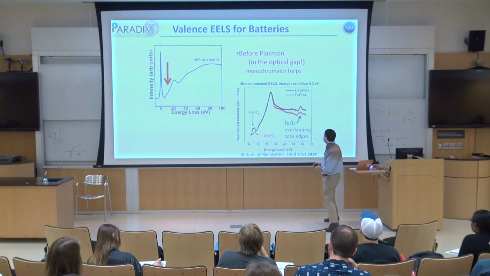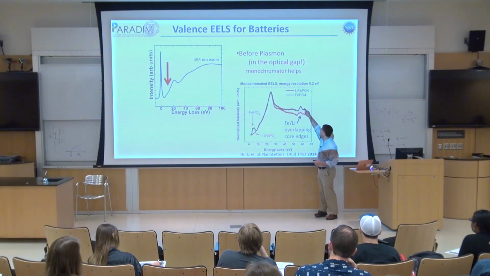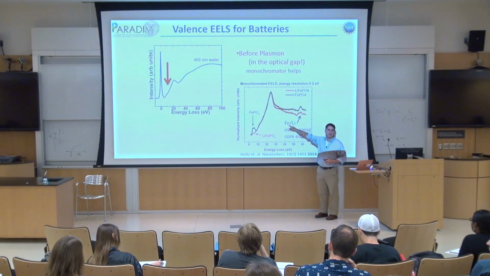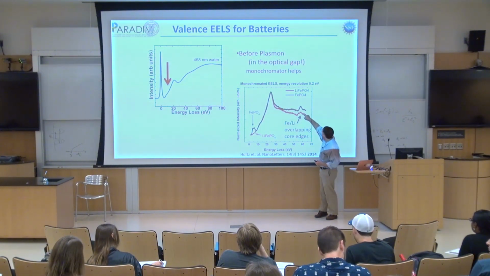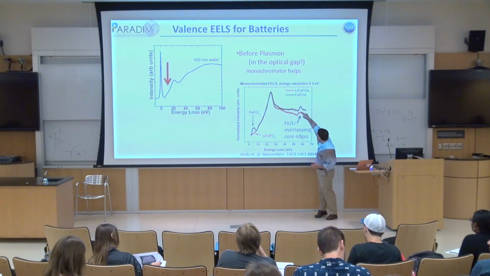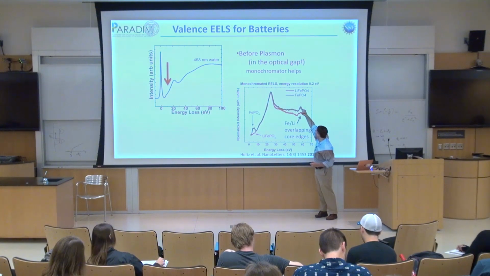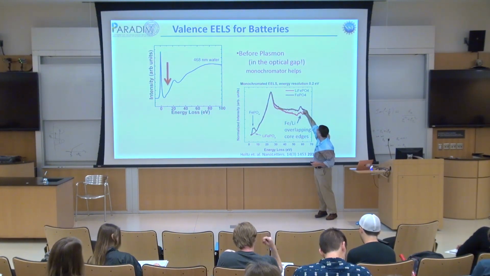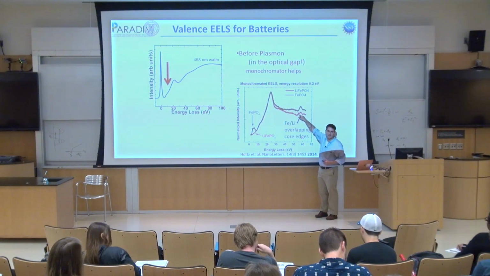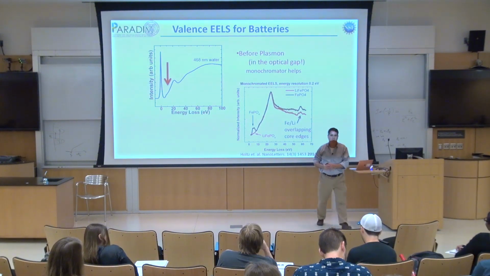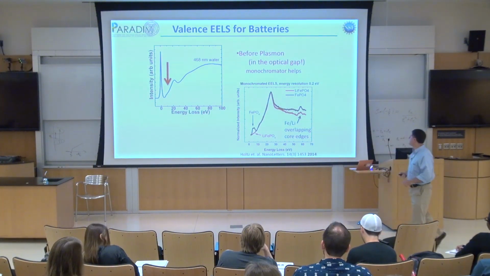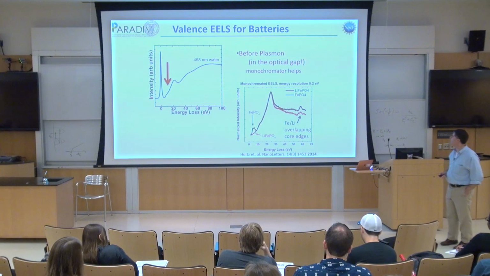Lithium iron phosphate, you can't go looking for the lithium L edge because the lithium L edge overlaps with the iron M edge. That's the lithium L edge, and that's the iron M edge, because this one has no lithium in it, and that one has lithium in it. Good luck telling them apart. So if you want to see lithium, that's how you see lithium.